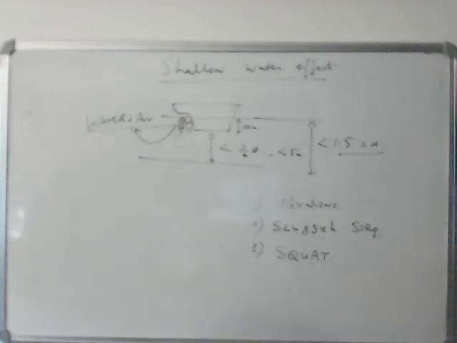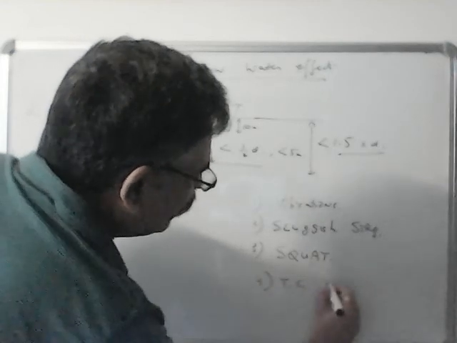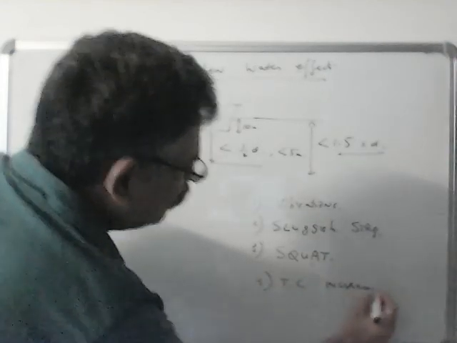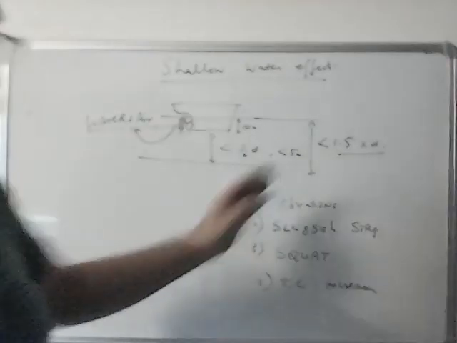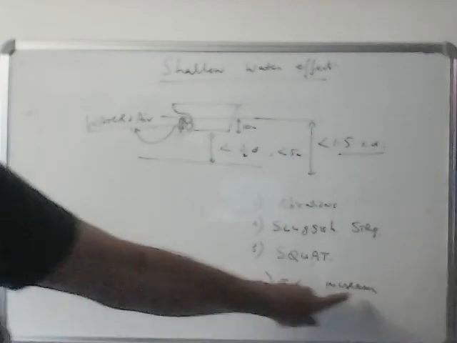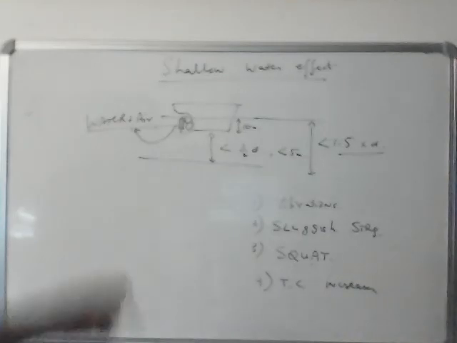So the fourth is that your turning circle increases. This we will do in a separate video. That is basically when you give hard over, the ship goes in a circle and the diameter of that circle increases in shallow waters. So these are some of the effects.